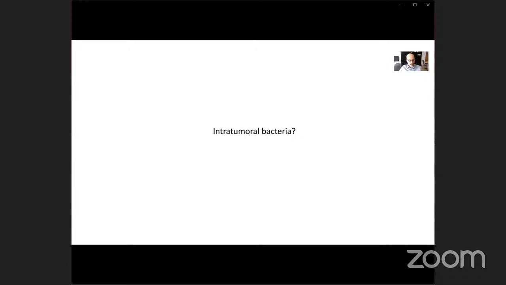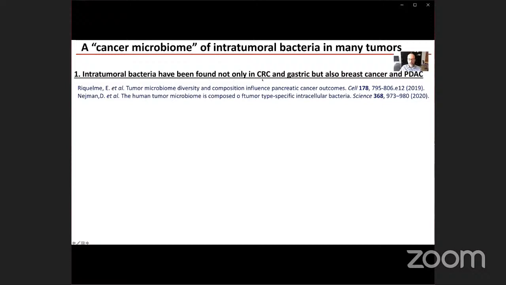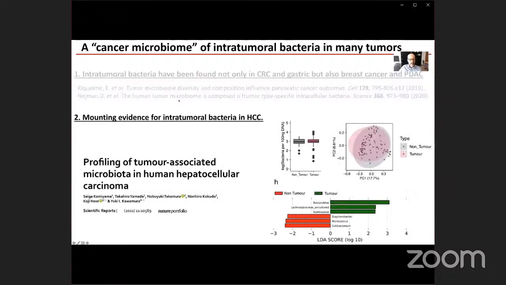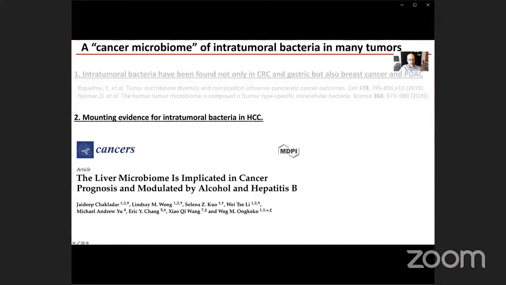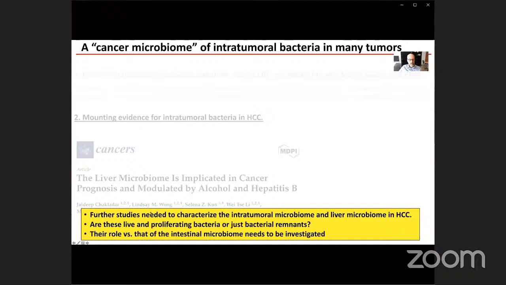A new additional topic I would like to introduce is intratumoral bacteria, which have been shown in a number of tumors, not only colorectal and gastric cancer, but additional tumors such as breast and pancreatic cancer. And there is increasing evidence for a role of intratumoral bacteria in HCC, a study profiling tumor-associated microbiota in HCC here, and another study showing a role of the liver microbiome, not specific in the tumors, being implicated in cancer prognosis in HCC. So this is an evolving topic, and we need further studies to characterize the intratumoral microbiome as well as the liver microbiome in HCC.